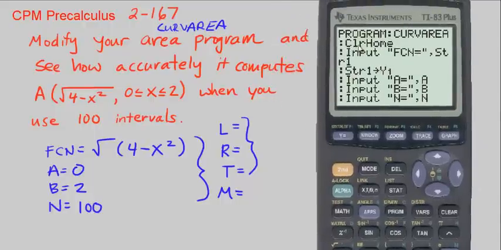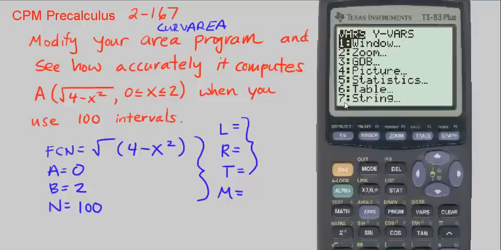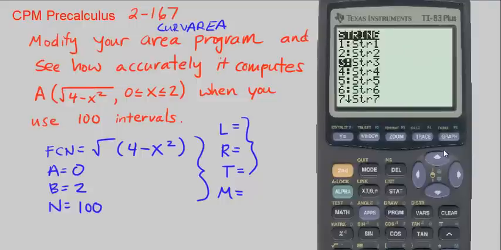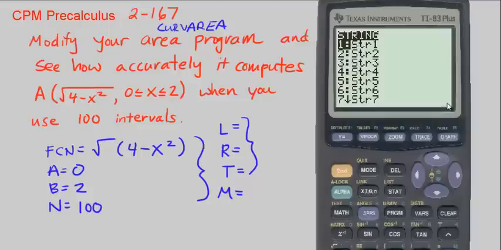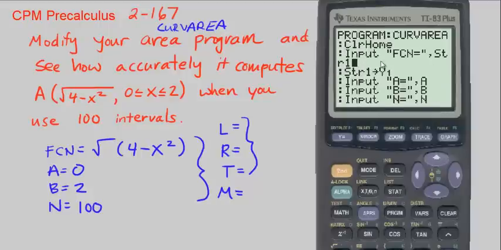Okay, so it starts off, the first line we know it's just clear home, input function equals, right? And then comma, string 1. Where do we get string 1? I'm going to go ahead and do some of these. It's in the variables key, so click variables. String is 7. Go down and choose string 1, right? Press enter. And that's how you get string 1.